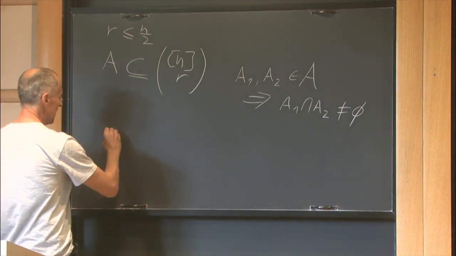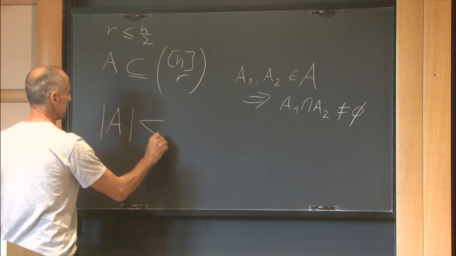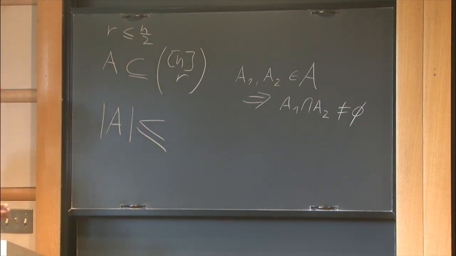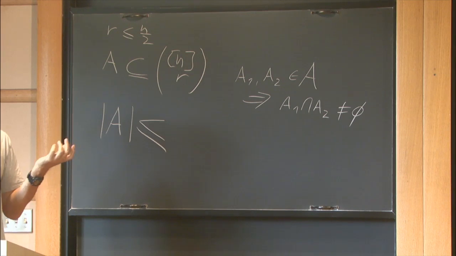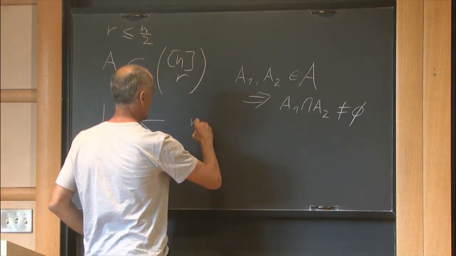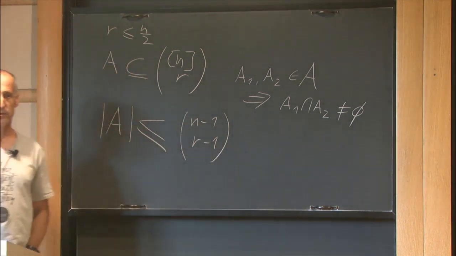So the Erdős-Ko-Rado theorem says that the size of A is at most, well, let's see. If you want to build an intersecting family from R sets, what's the simplest thing you can do? Contain the element 1. Right. No, the simplest thing you can do is to contain the element 2. No. You fix an element and take all R sets that contain it. And in that case, you get n minus 1 choose R minus 1. And indeed, that's the best you can do.